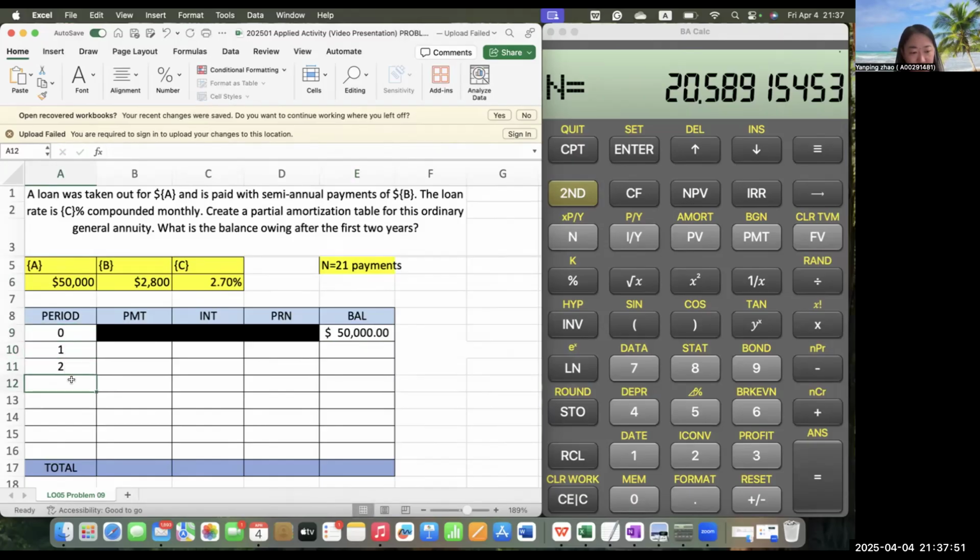1, 2, 3, 21, 20, and 19. We need to fill in the information here. N in the calculator doesn't need to be rounded. A payment, PMT equals 2800, 2800.